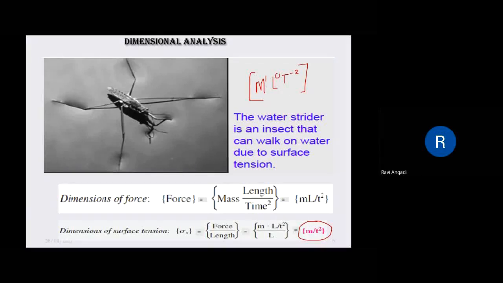But you have to write the powers of the primary quantities. Powers M1, L0, T raised to minus 2 like this. L0 means that the term is not present here. Okay. So I hope you understood this one. This is how to write the dimensions of any physical quantity. This is a picture showing you the surface tension of water, over which the insect is walking by utilizing the surface tension force. Okay.